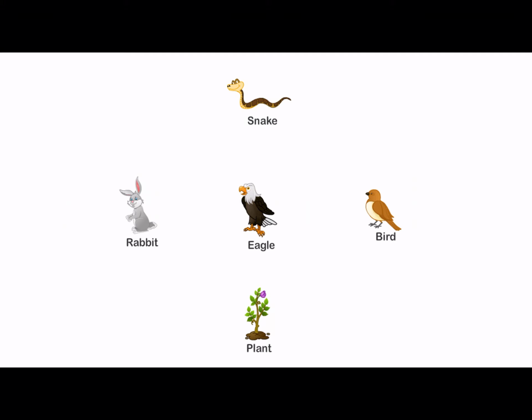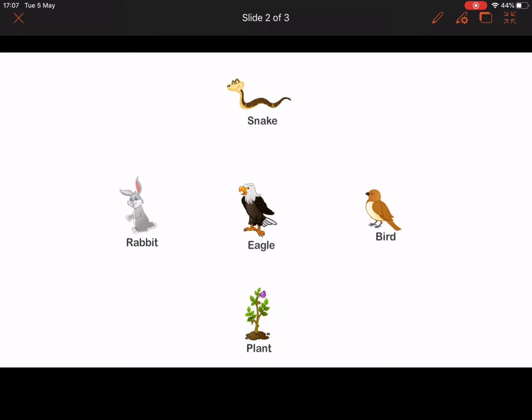Okay, so if we have a look at this example here, and we start looking at how we might add the arrows in, we might say that the rabbit will eat the plant, so the energy will go from the plant to the rabbit. The bird will also eat the plant. So there's two directions the energy could possibly move in. So I've got two arrows here, which is why it's not a chain and it's a web.